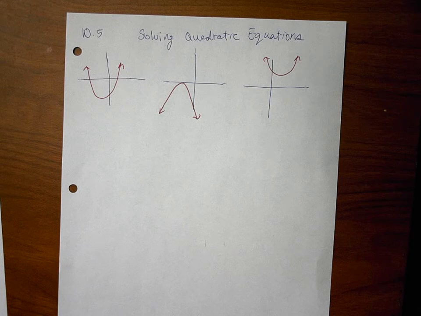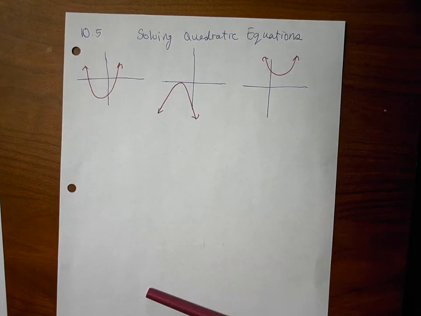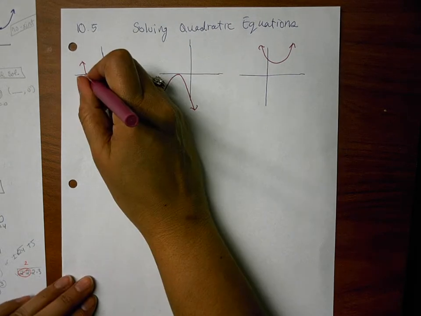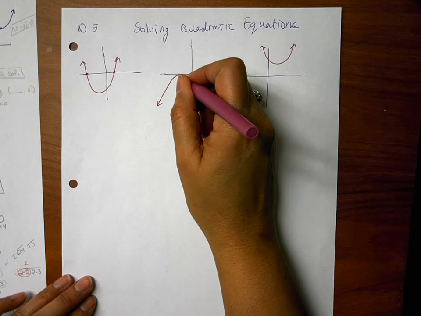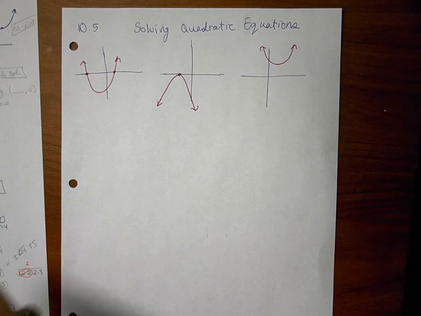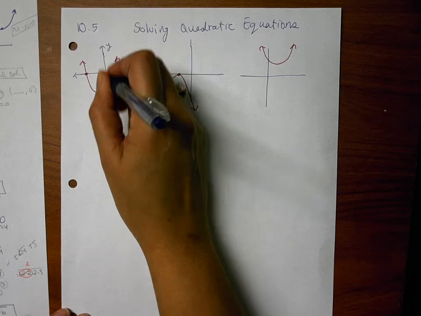Okay, now we're going to talk about x-intercepts. So, x-intercepts are where you cross the x-axis. So here you can see I have two x-intercepts. Here you can see I have one x-intercept, and here I don't have any x-intercepts. So that's what we're going to be talking about today, finding x-intercepts.